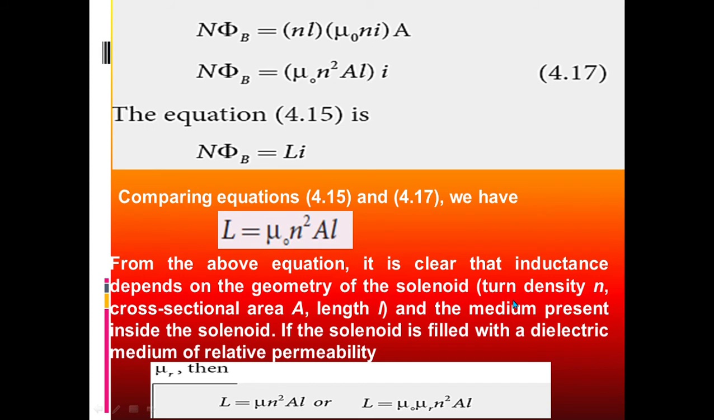So turn density small n, cross-sectional area capital A, length L, and the medium present inside the solenoid. The medium is very important because of the magnetic field formed by the solenoid. So if the solenoid is filled with a medium of relative permeability, the equation can be written as L is equal to mu into n square AL. This is the relative permeability, mu R. So L is equal to mu naught mu R into n square AL.